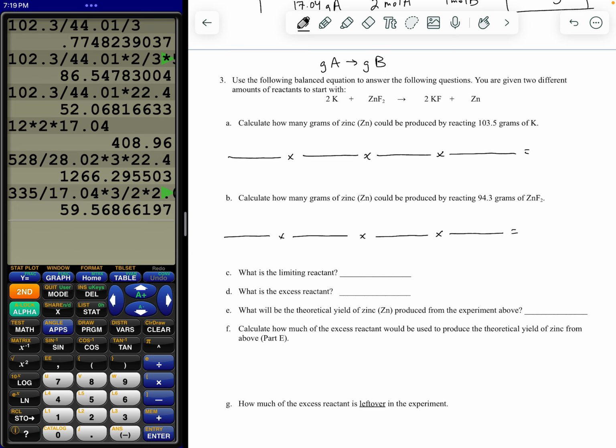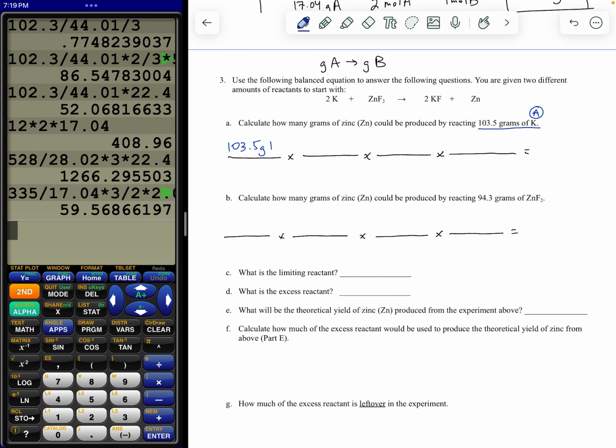So what I noticed helped when we were in class, at least, I figured it was a little bit nicer with the ability that Notability has, is to just identify your starting substances in a certain color. So in this case, potassium is going to be substance A. So we're going to start with 103.5 grams of potassium here.